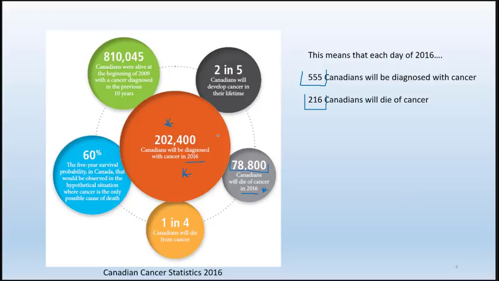Now, what's important to know is that we can't directly necessarily relate these two and say that of 202,000, 78,000 died, because we don't know necessarily how long these people had cancer for. Maybe they were diagnosed many years prior, but regardless, very staggering statistics.